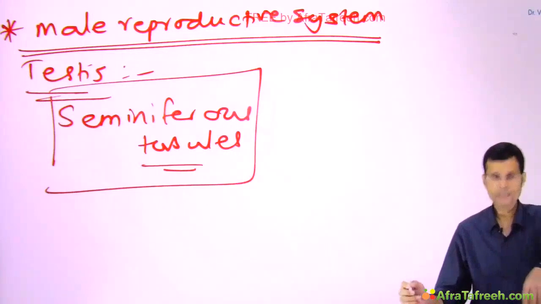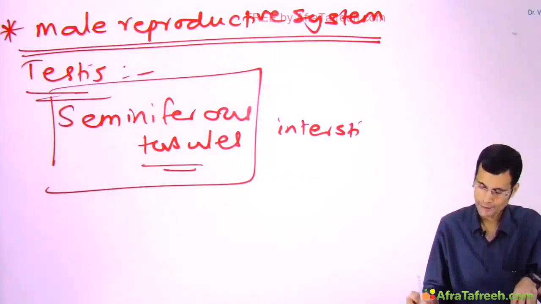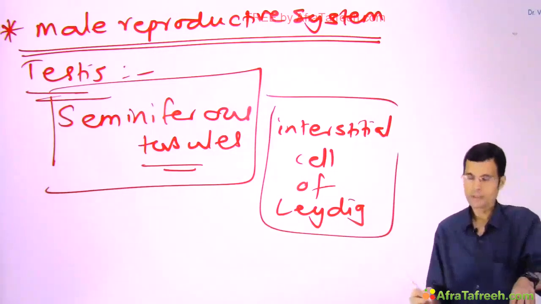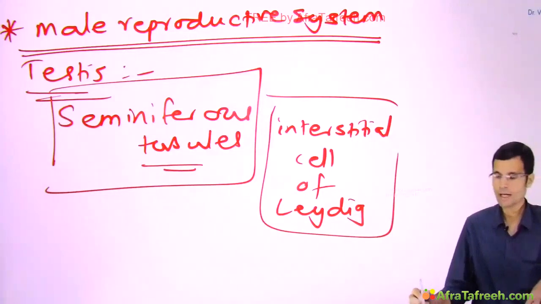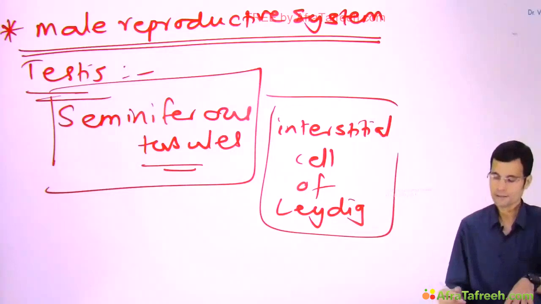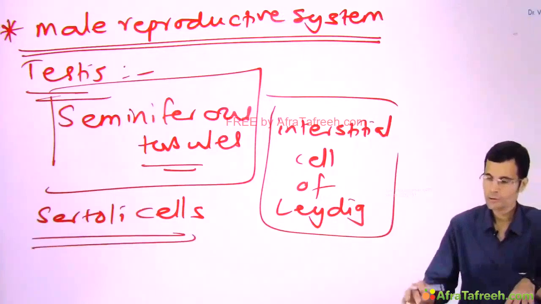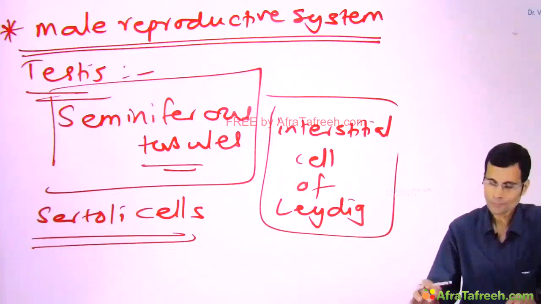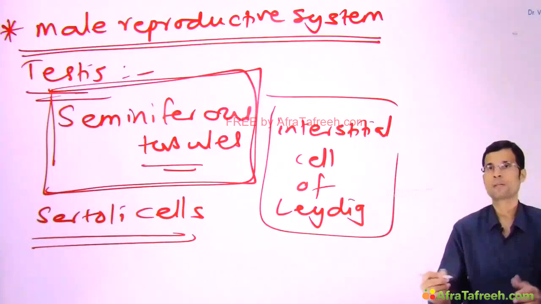Between the nests of cells there are the interstitial cells of Leydig. These are the interstitial cells which synthesize testosterone. And the third component of the testis is the Sertoli cells. So let's look at these components one by one: the seminiferous tubules and the process of spermatogenesis.